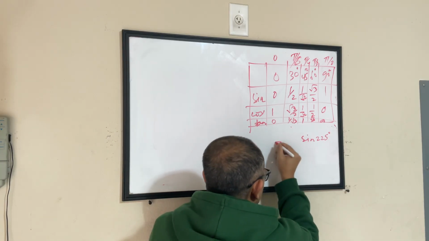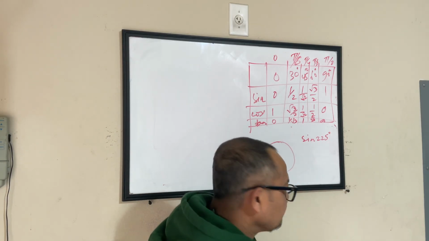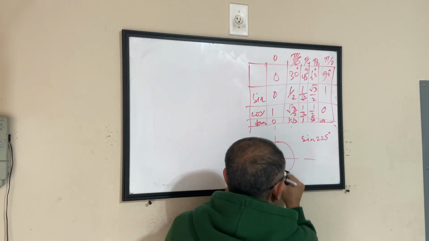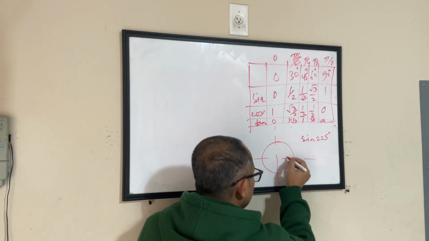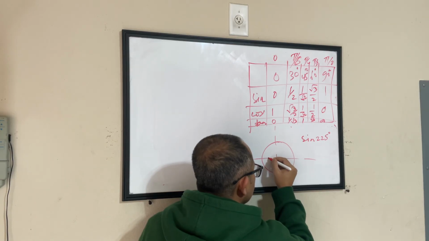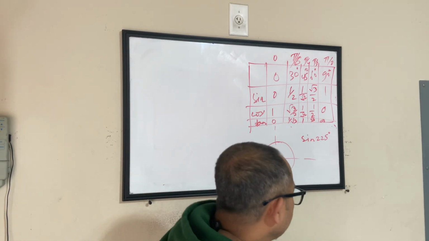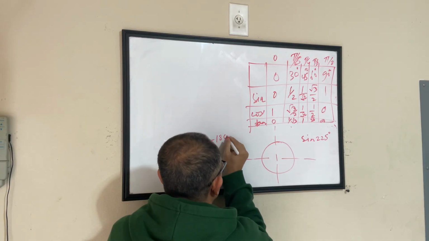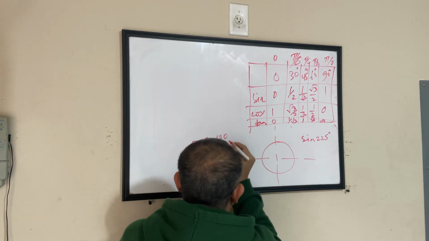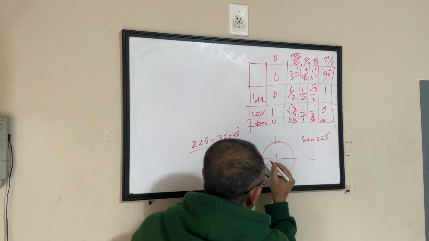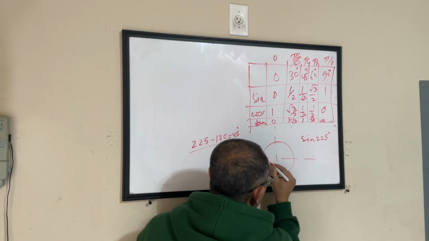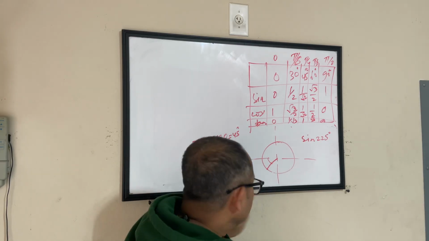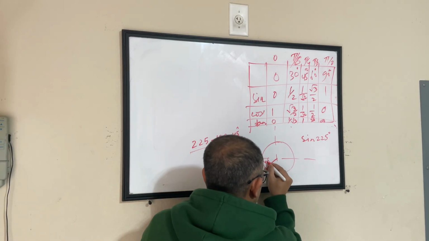Now the first thing we'll do is draw a unit circle and figure out what exactly 225 degrees means. Here to here is 90 degrees, here to here is 180 degrees. If I am talking about 225 degrees, meaning 225 minus 180, which is 45 degrees, I am traversing another 45 degrees. So this is the point I am talking about. This angle is 45 degrees now.